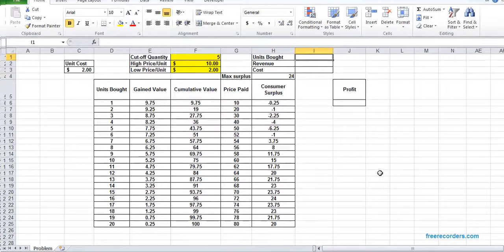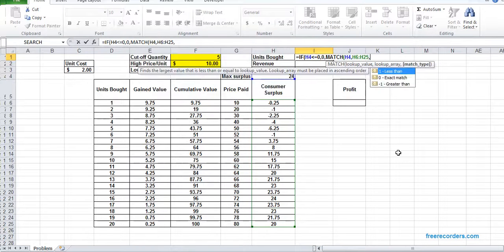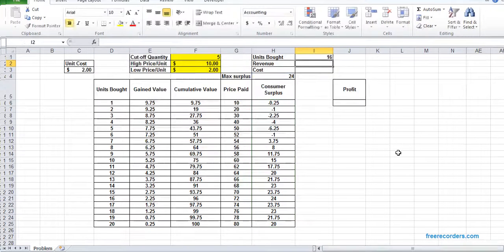So we use the match concept, but before that, if surplus is less than or equal to 0, then input 0, otherwise we use match. Match takes the lookup value and match type 0 for exact. You can see the 424 is at 16, so we get that.